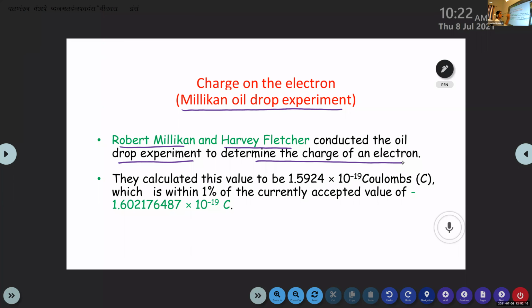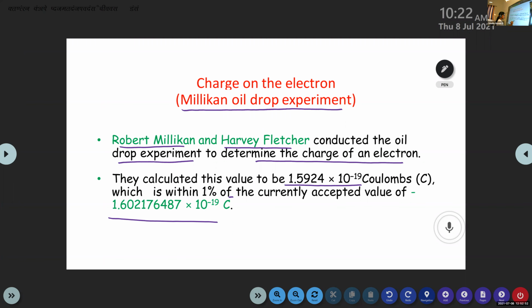In this chapter, you need to learn that from the Millikan oil drop experiment, we can determine the value of the charge of an electron. They calculated this value to be 1.5924 into 10 raised to minus 19 coulombs. Coulomb is the unit of charge, right? So here it is 1.5924 into 10 raised to minus 19 coulomb, which is within 1% of the currently accepted value.